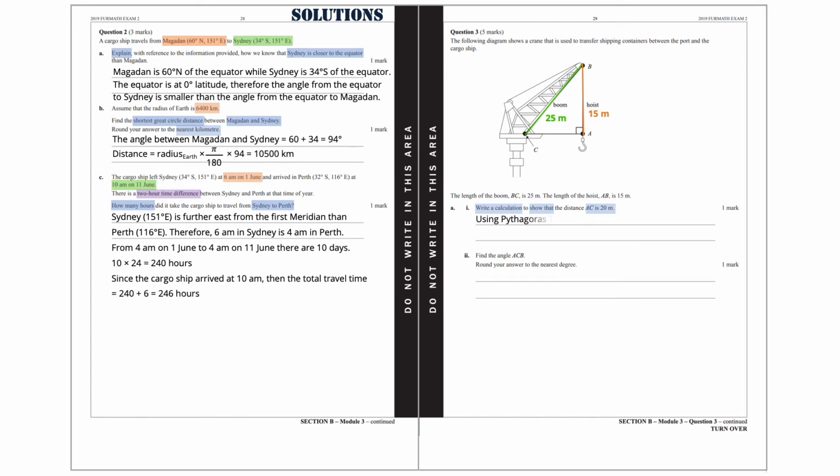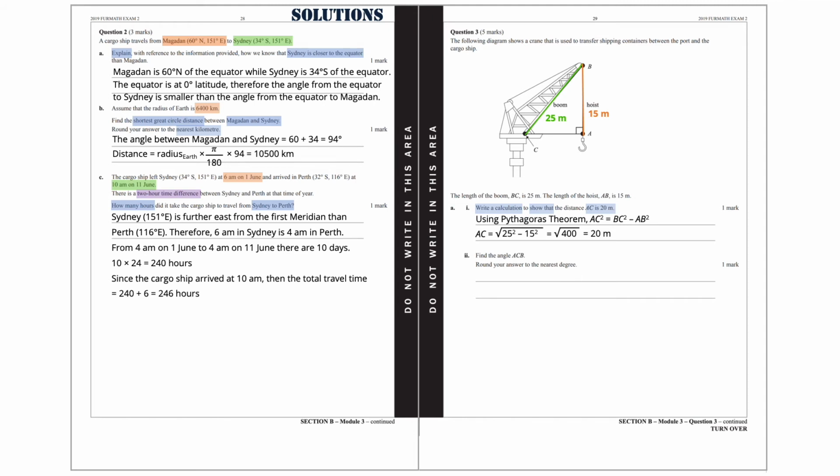Using Pythagoras' theorem in the right-angle triangle ABC, we have AC squared equals BC squared minus AB squared. Therefore, AC equals the square root of 25 squared minus 15 squared, that is, the square root of 400, which equals 20 meters.